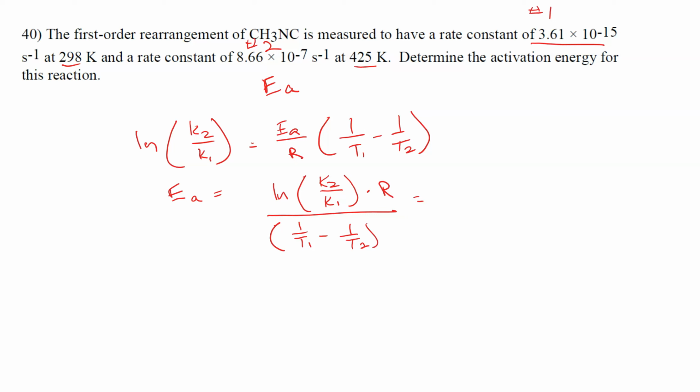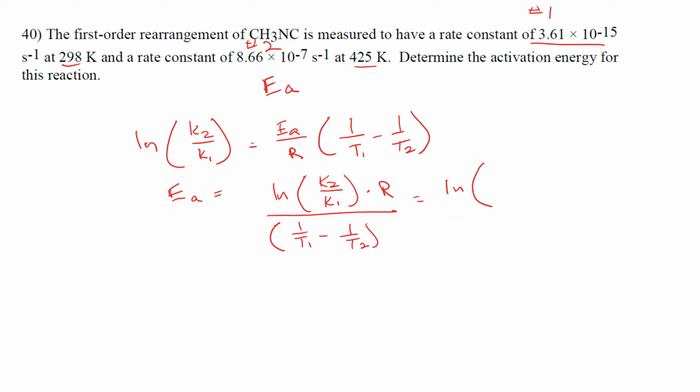So K2 over K1, K2 comes first. Here we have T1 minus T2. So that's where people mess up. They tend to do things in the same sequence, and they end up with something wrong because of that. So let's go ahead and start it out.